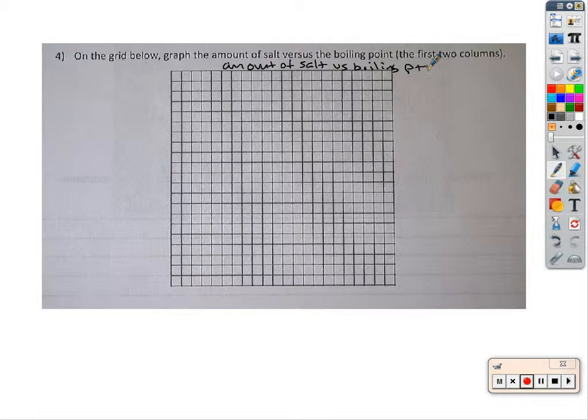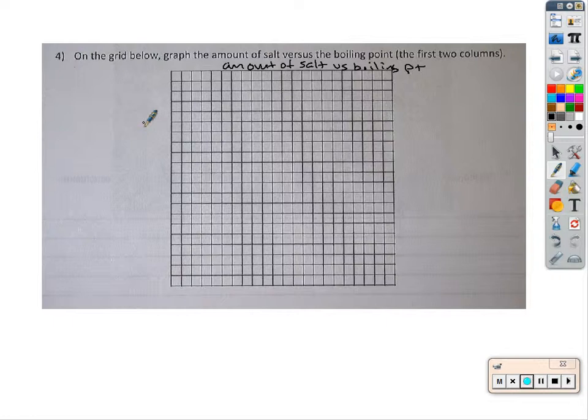We want to make sure that we label our axes correctly. We know we have to put the independent variable down here on the x. We have to put the dependent variable over here on the y. So we have to ask ourselves, does the amount of salt affect the boiling point, or does the boiling point affect the amount of salt?